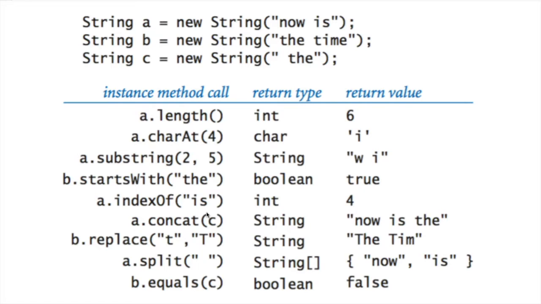Again, I'll leave you to look through. Here are a couple of important ones. Substring divides a string up and returns you part of it. So this one, substring of 2, 5, returns w space i. So if I look up our w space i, position 2, 0, 1, 2, to position 5, 0, 1, 2, 3, 4, 5, stops at 5, so it returns w space i. Does the string start with the? Returns a true. indexOf is returns 4, because is is in the 4th position, 0, 1, 2, 3, 4.